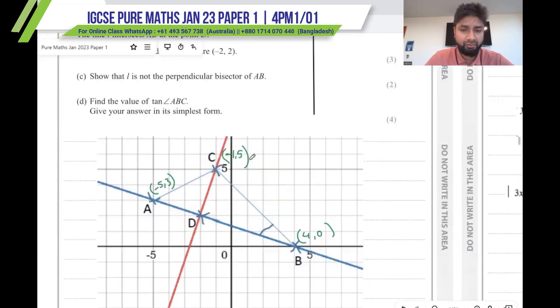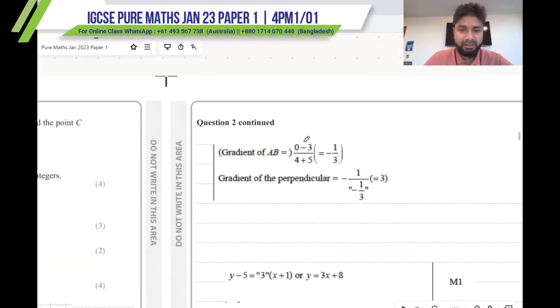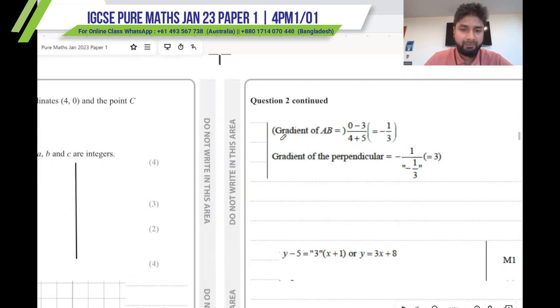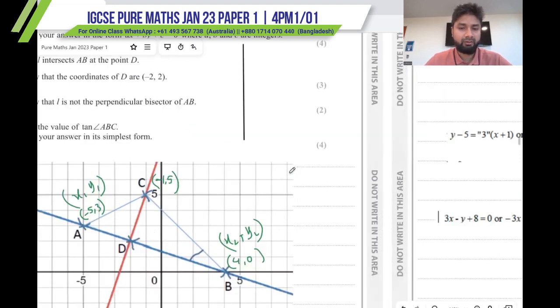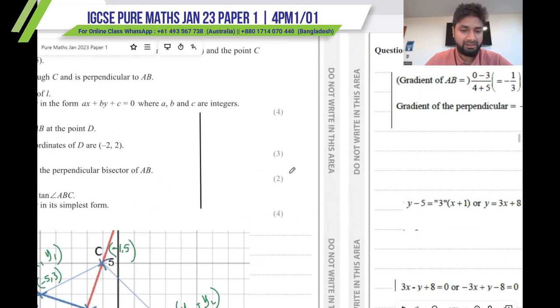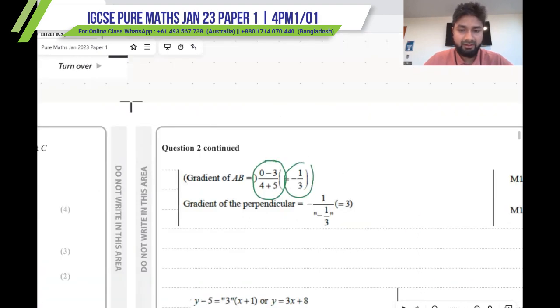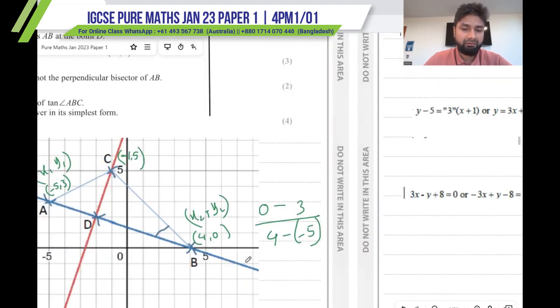So first of all, we have to find the gradient of AB by using the formula y2 minus y1 divided by x2 minus x1. So from here we can say the coordinate of A can be x1 and y1, and the coordinate of B can be said as x2 and y2. If we use this formula, y2 minus y1 divided by x2 minus x1, we can find the gradient, and that's going to be -1 over 3. We now have the gradient of AB.